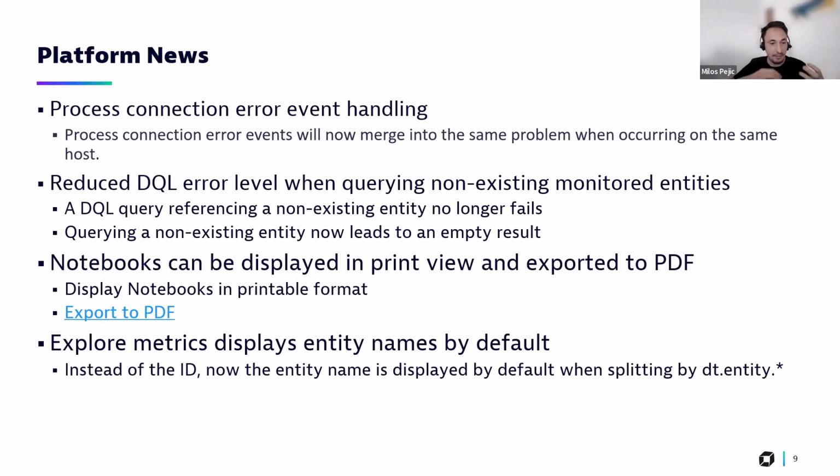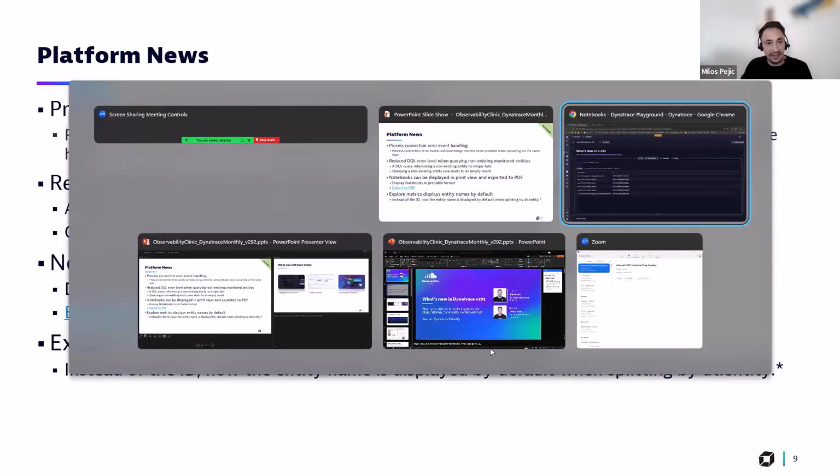When charting metrics and splitting by DT entity host, for example, for host CPU, finally next to the entity host ID, now also the name is added. Awesome. Of course, this was possible in the past as well, but now you get it automatically in one. Awesome. What this looks like is the following.